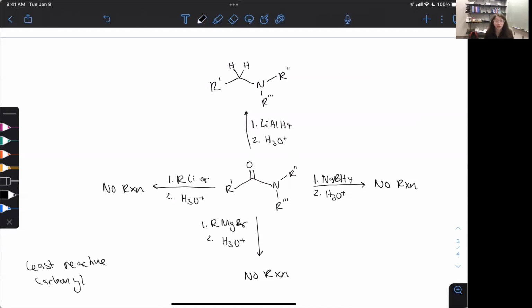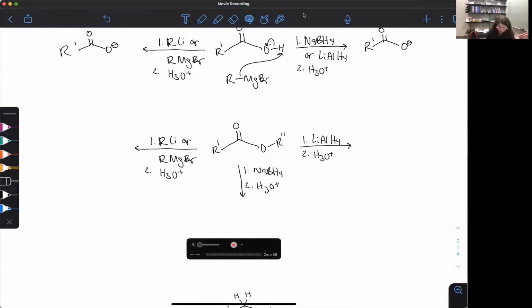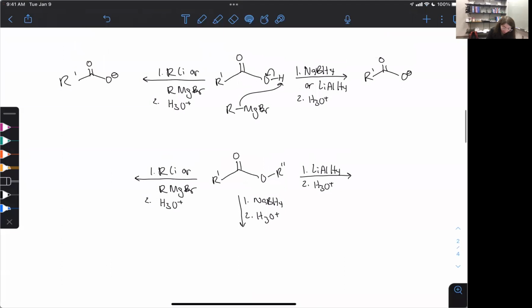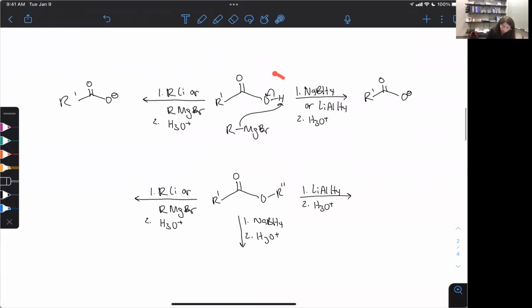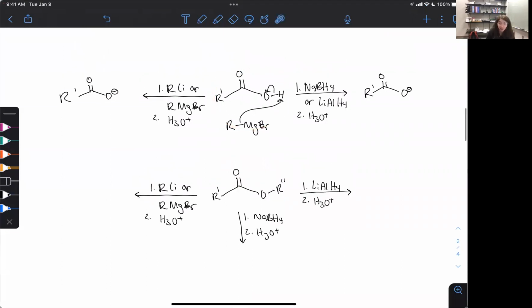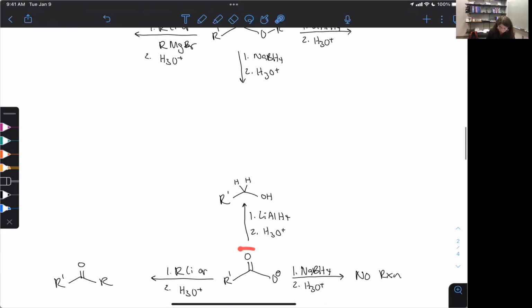All right, I'm going to pause this real quick and get the esters in here. Okay, we're back with esters. All right, so the ester is going to go underneath the carboxylic acid, but in front of the carboxylate anion.